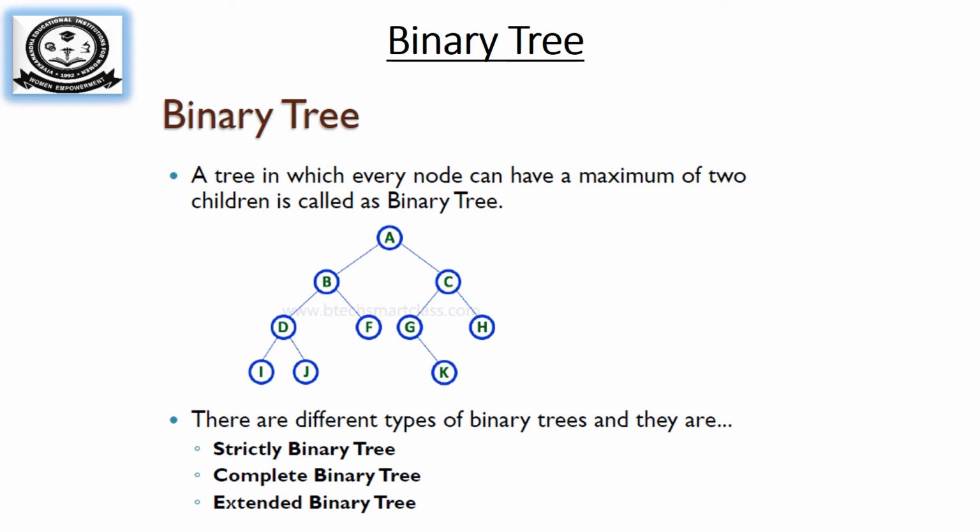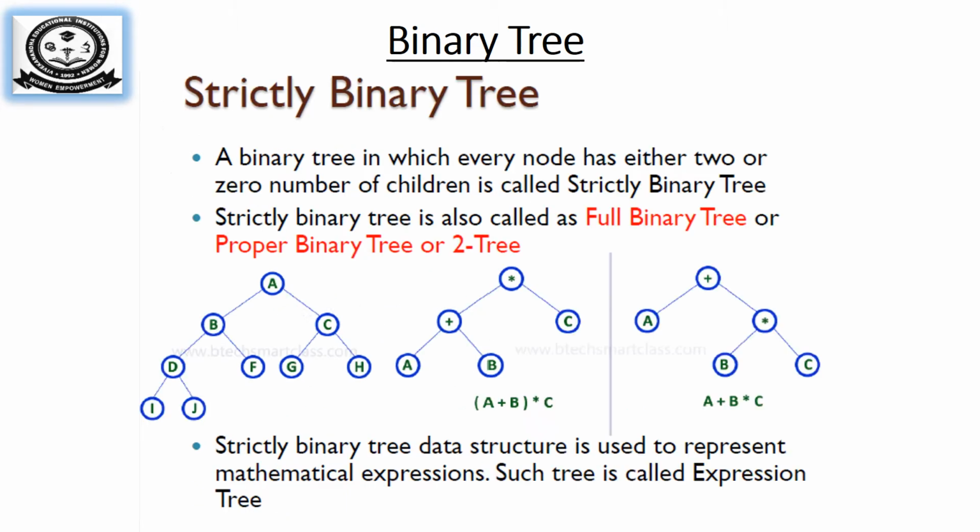There are 3 different types of binary trees we are going to see. One is strictly binary tree, complete binary tree and extended binary tree. The next type of tree we are going to see is a strictly binary tree. What is a strictly binary tree? In a binary tree, if every node has either 2 children or 0 children, it is called a strictly binary tree. This strictly binary tree is otherwise called a full binary tree or proper binary tree or 2 tree.